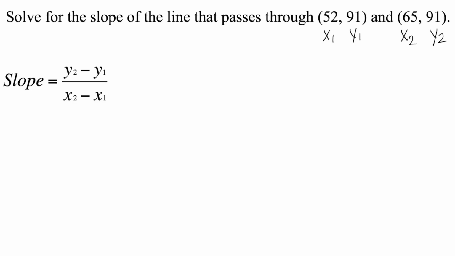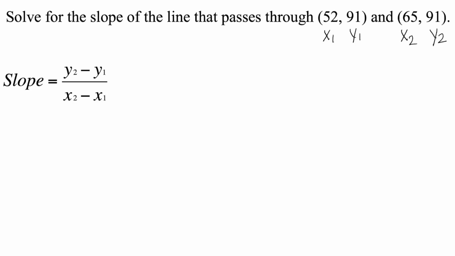Next, substitute the x and y values into the slope formula. The slope formula is the change in y divided by the change in x. Slope equals y sub 2 subtract y sub 1 divided by x sub 2 subtract x sub 1.